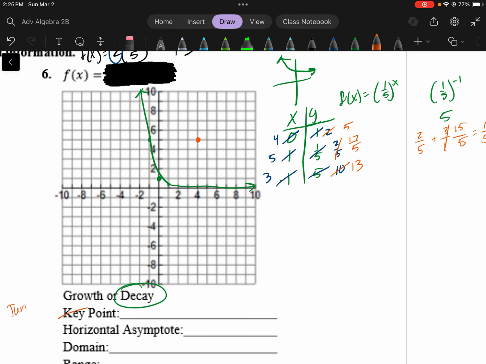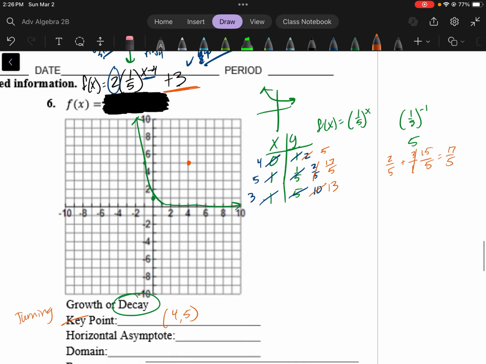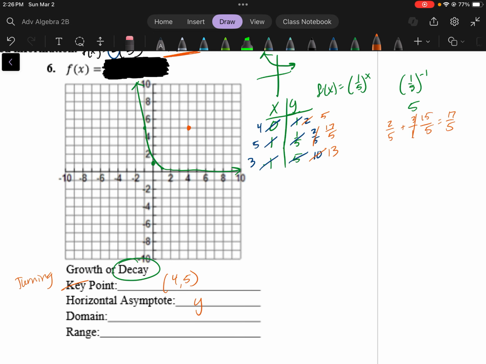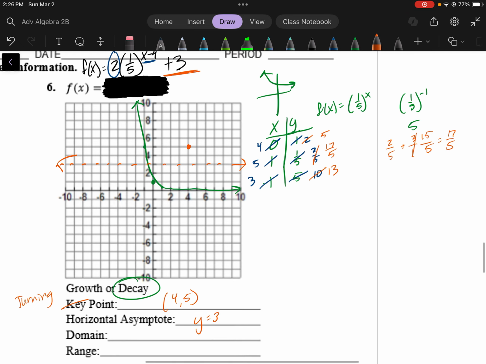So again, let's put the turning point. It'll be at (4, 5). Okay. Our horizontal asymptote, the whole graph got pushed up 3. So now our horizontal asymptote is at y equals 3. And so we need to go put our horizontal asymptote, y equals 3. And then we need to go graph our other values.